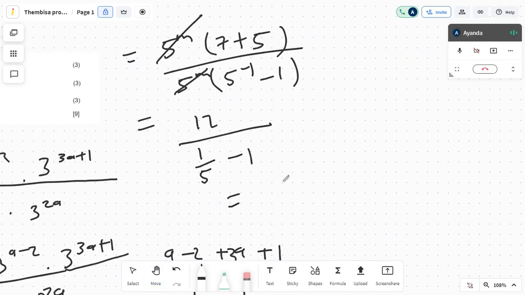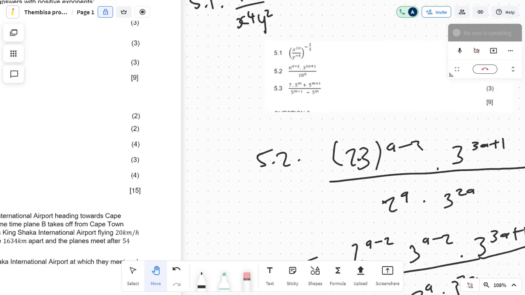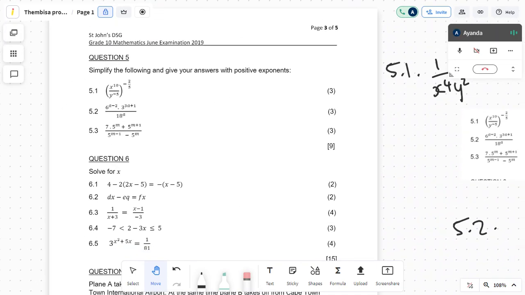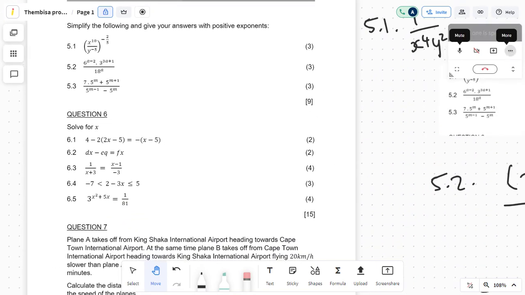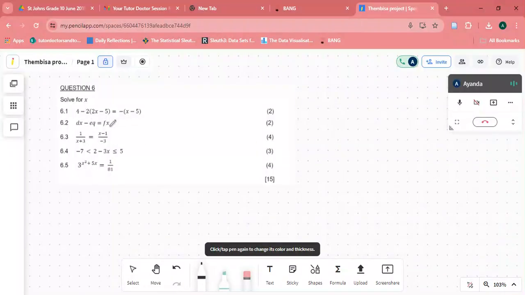So this is the same as 12 over negative 4 over 5. And if you simplify this in your calculator, you'll get negative 15. And that's it for question 5. Let's jump into question 6, where we'll be solving for x.